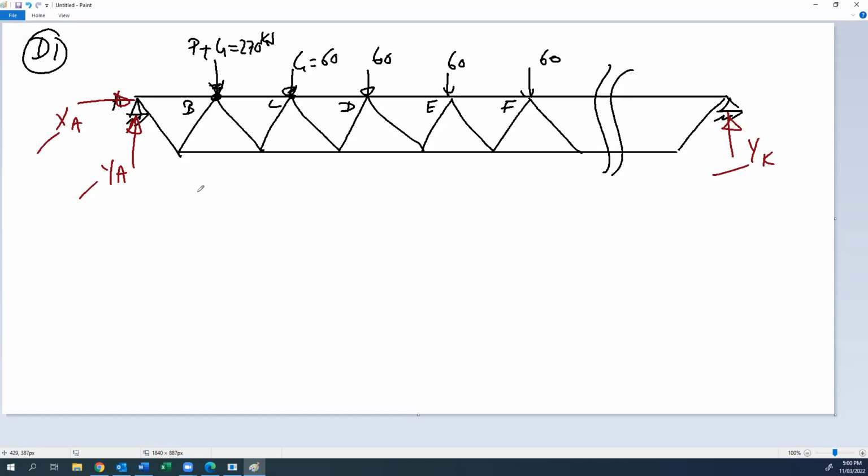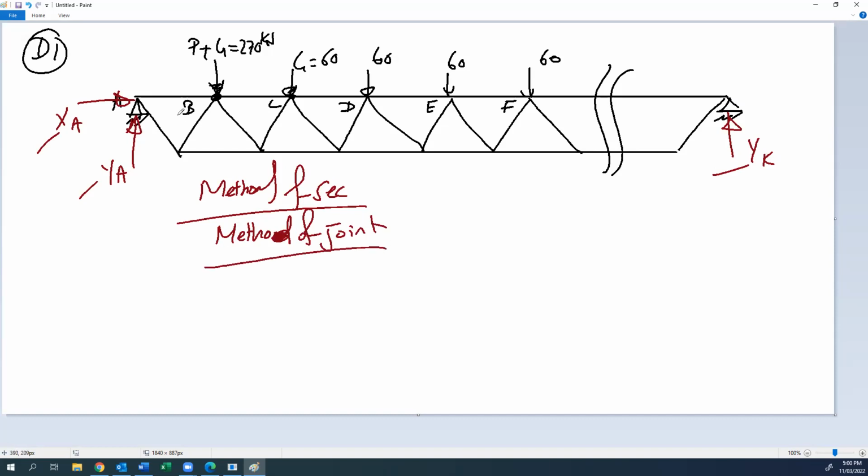Then use the method of section or the method of joint to find the forces in this member, this member, this member, whatever. So each one of you will do some members. Okay, this is the first requirement we ask you to do for this week.